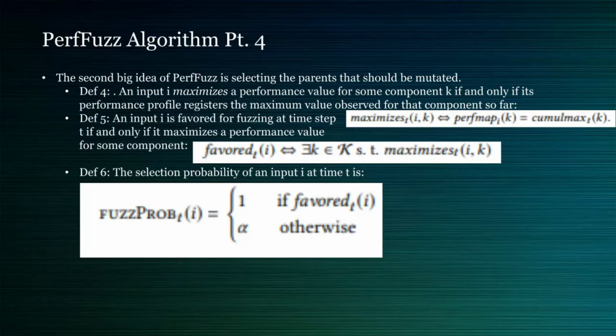SSLP chose maximizing performance as part of the search because they believed that these led to expensive resource usage in those program components. And so inputs derived from inputs that already maximize performance values are likely to contain the same characteristics as their parents. Using this, we can define how fuzzprob works, which is definition 6. Definition 6: the selection probability of an input I at time t is 1 if favored, or just alpha otherwise.